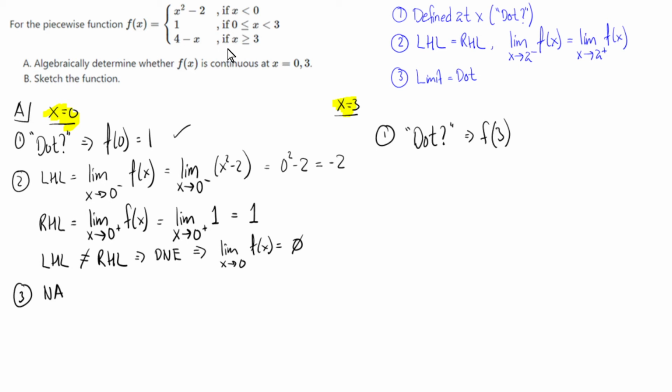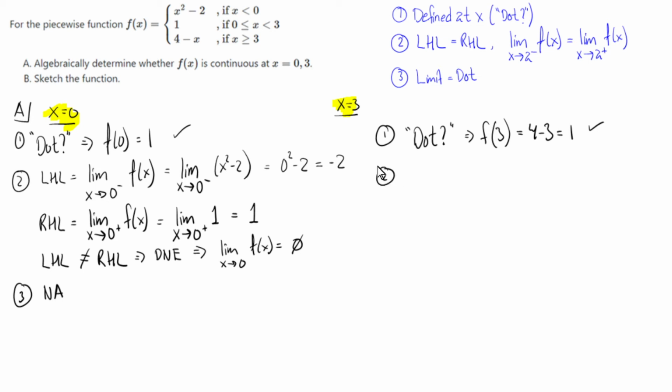So when x equals 3, it is indeed defined. The function is going to equal f minus x, so it's defined as 4 minus 3 equals 1. So it has a point at x equals 3.